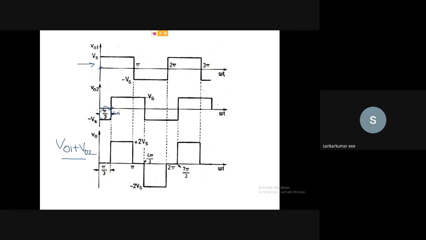And after this, from 60 degrees to pi, that is 180 degrees, V01 is Vs and V02 is also Vs, so the output voltage will be 2 Vs. Likewise, from pi to 4 pi by 3, it will be minus Vs plus Vs, so the output voltage is 0. Likewise we will have the output waveform, which is a quasi square waveform. The first is a perfect square waveform, and this is the quasi square waveform. In this condition also, the harmonics will be reduced.